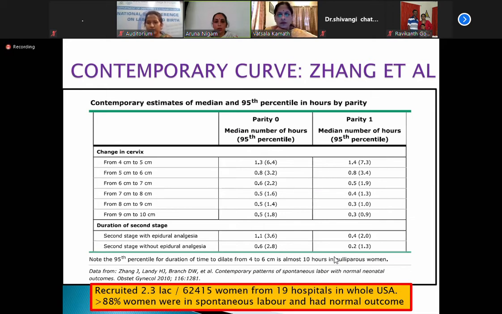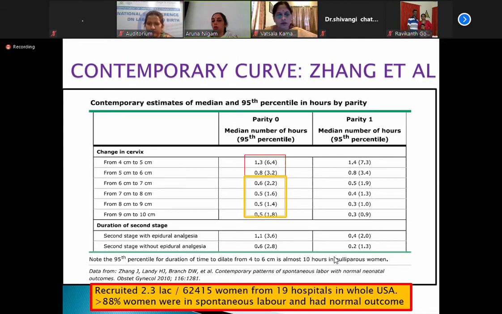So we need to be seeing this. I'm not going into the details of the second stage because that will be taken by another speaker. So we need to see that females all over the world are taking more time nowadays for progress of labor. So can we decrease the primary cesarean section rate by following this? Yes, they have observed we can decrease the primary cesarean section rate by following this protocol. This came in 2010.